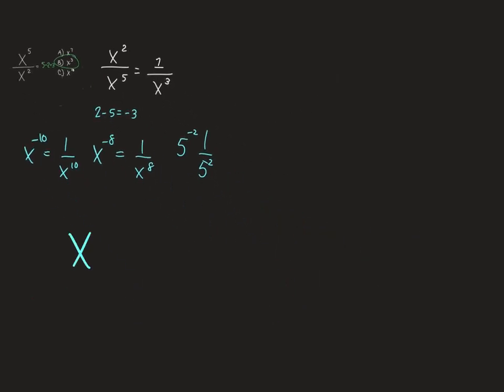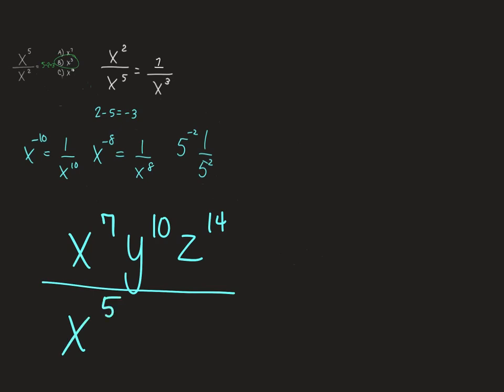What if I had x to the 7th, y to the 10th, z to the 14th over x to the 5th, y to the 12th, z to the 20th? Okay, so I'm going to subtract. Each of these are subtraction. You can either say, I'm starting in the top. Let me draw a fraction bar. Okay, here we go. I'm starting in the top.